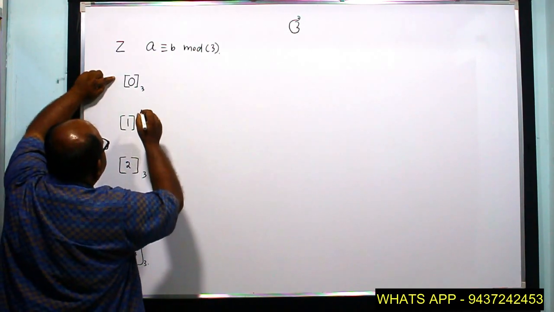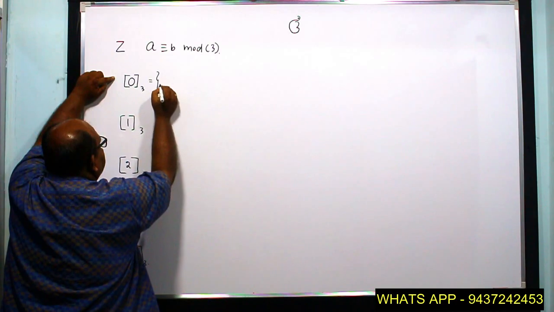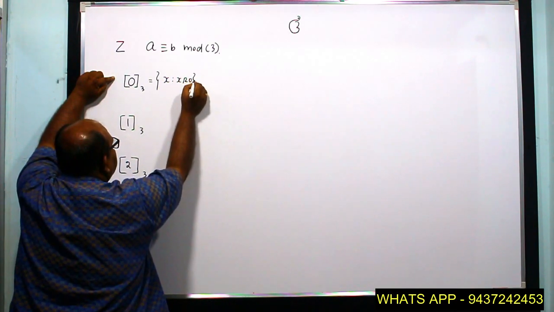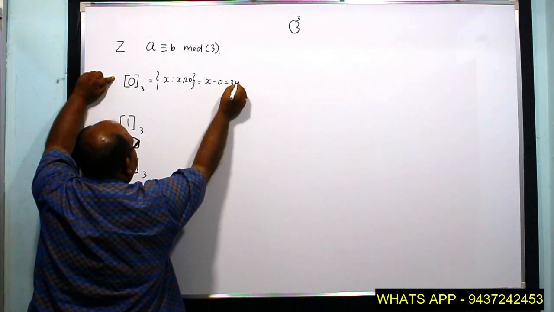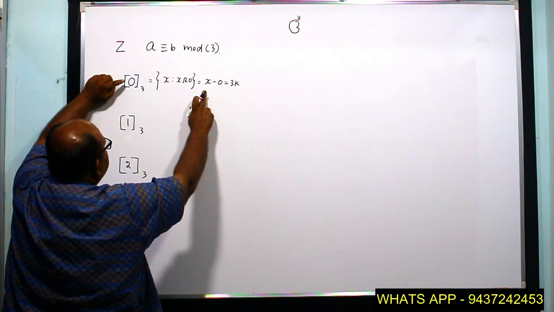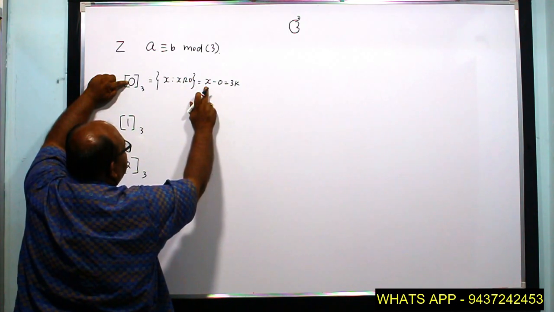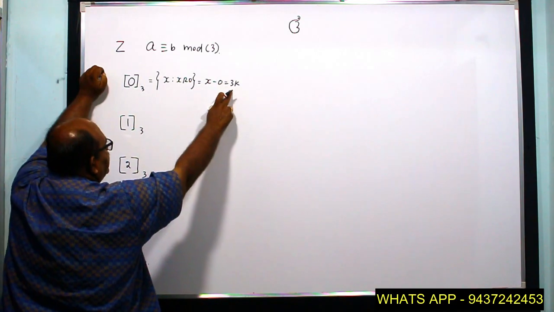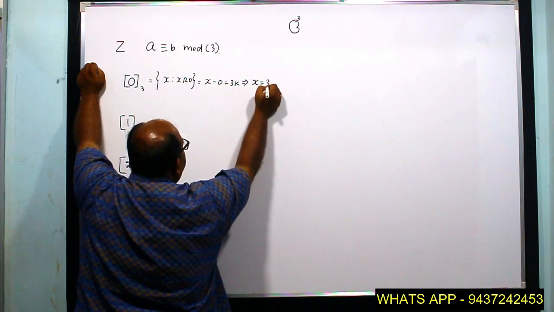So let us find the equivalence class of 0. What will it be? It is equal to the elements x such that x is related to 0. That means x minus 0 is equal to 3k. This relation is divisible by 3. So the elements x in the equivalence class of 0 will maintain this relation with 0. So x minus 0 is equal to 3k. This implies x is equal to 3k.